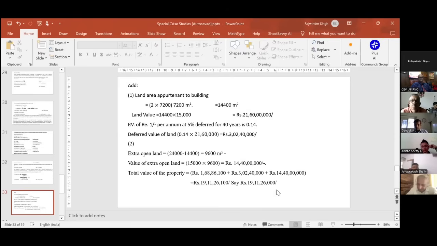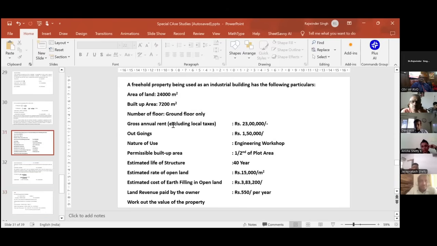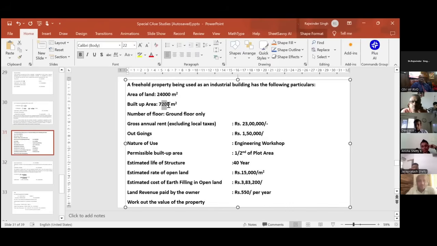And then what is the land required for this 7,200? How much land will be required for this 7,200 square meter?